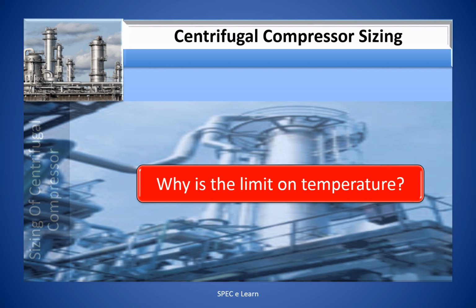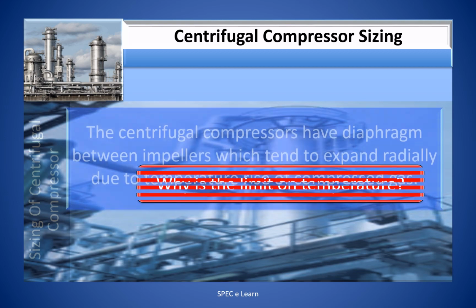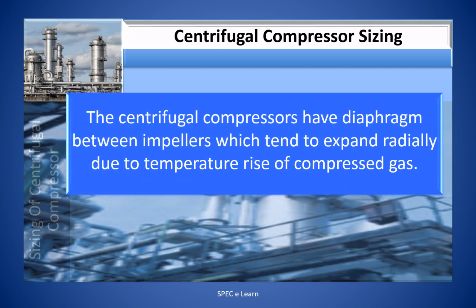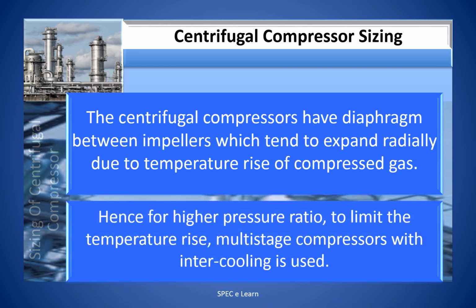Why is there a limit on the temperature of the gas exiting the compressor discharge? The centrifugal compressors have a diaphragm between the impellers, which tends to expand radially due to the temperature rise of the compressed gas. Hence, for higher pressure ratios, to limit the temperature rise, multi-stage compressors with intercooling are used.